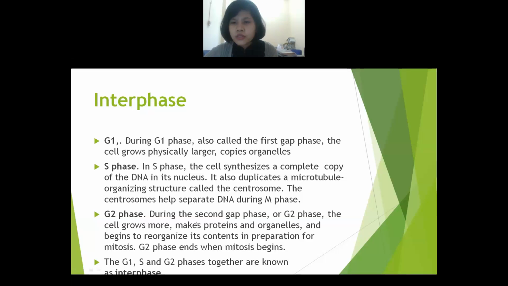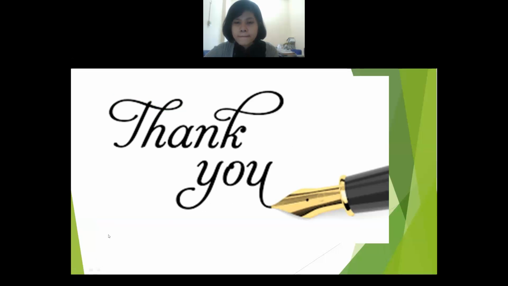And in the G2 phase, what happens? In the G2 phase, the cell grows more. They make some proteins and organelles, and they get prepared for mitosis to occur. So all of G1, S, and G2 phase are known as the interphase.